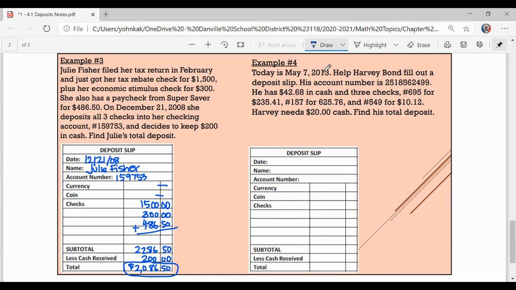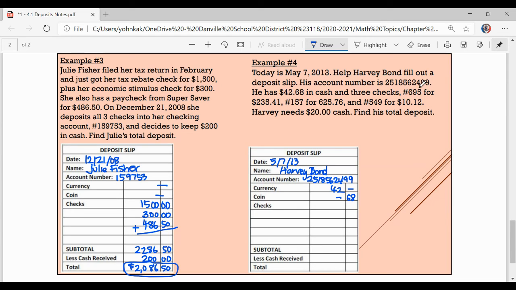Today is May 7th, 2013. All right, so 5/7/13. Help Harvey Bond, that's his name, help Harvey Bond fill out a deposit slip. His account number is 2518562. Why did I pick such a long one? 499. He has $42.68 in cash, so I can put the 42 by the currency and I can put the 68 by the coin. Not a huge deal that you separate them. Some banks do, some banks don't, but just different banks.